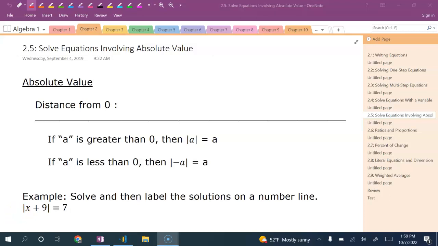Chapter 2, Section 5 is about solving equations with absolute value. So the first thing I want to go over is what is absolute value. The simplest way to think of absolute value is that it is a number's distance from zero. And the thing about absolute value is that it is going to be the same for both positive and negative numbers.